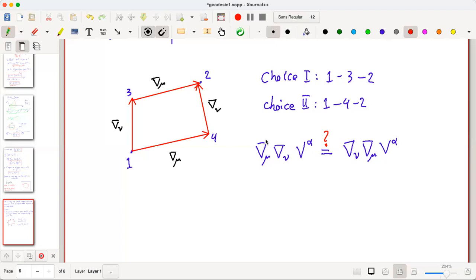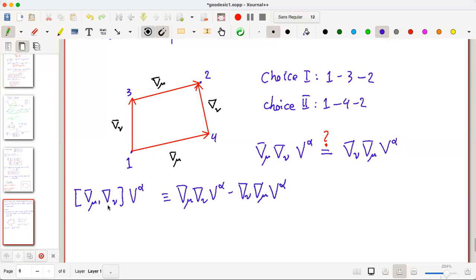So asking this is essentially asking about the commutator of the covariant derivatives, and then you work it on a vector. So this is what we want to calculate, and we want to calculate whether this is 0 or not. So this is saying like this, minus.